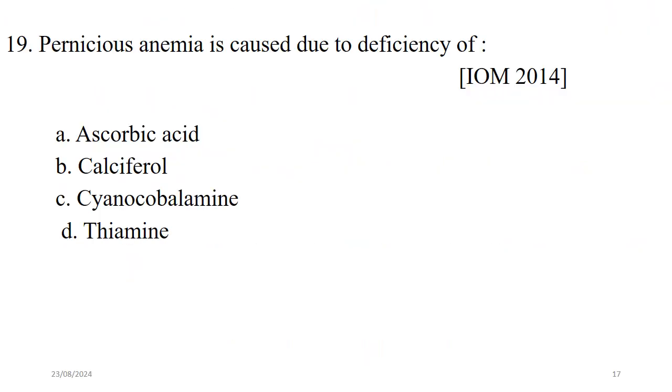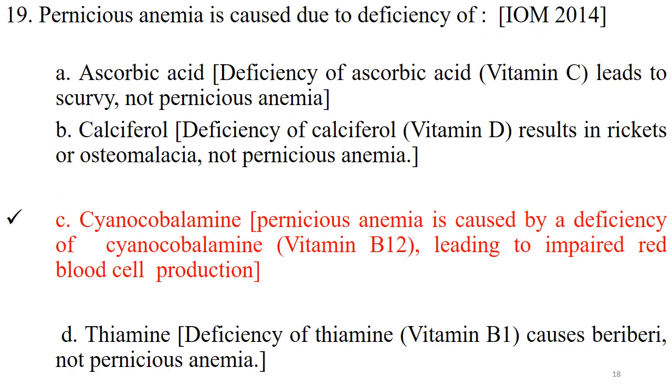Question number 19. Pernicious anemia is caused due to deficiency of. The options are A, ascorbic acid, B, calciferol, C, cyanocobalamin, D, thiamine. The correct answer is option C, cyanocobalamin. Because pernicious anemia is caused by deficiency of cyanocobalamin. Cyanocobalamin is also known as vitamin B12, leading to impaired red blood cell production.